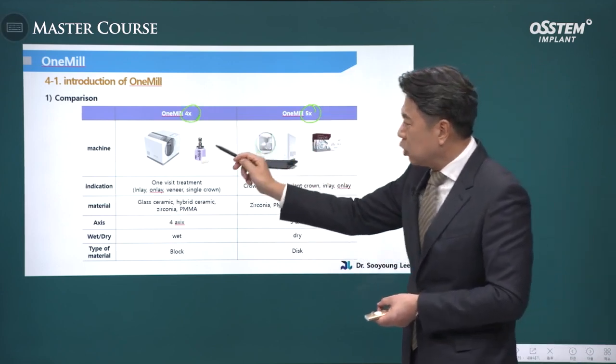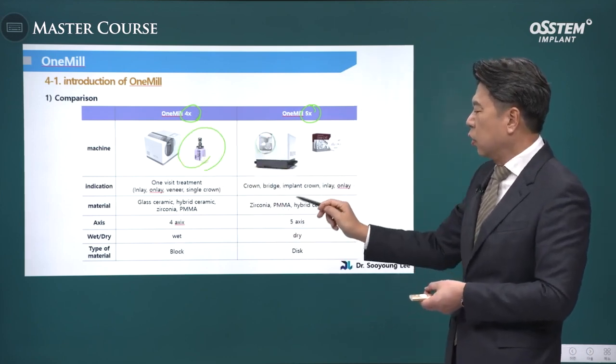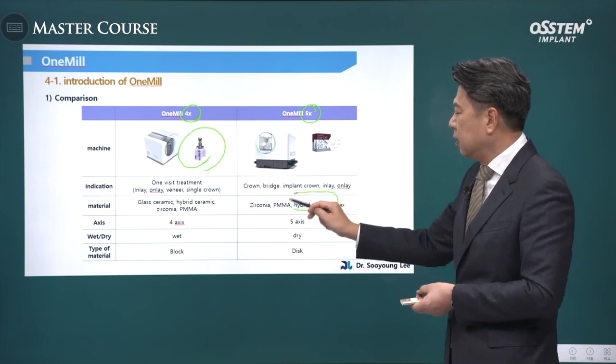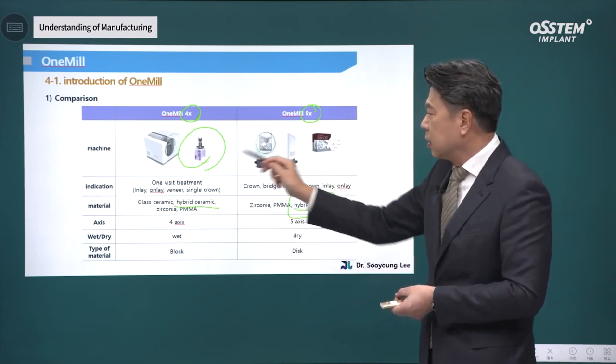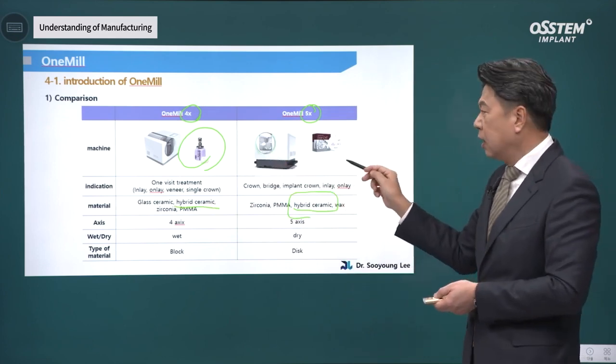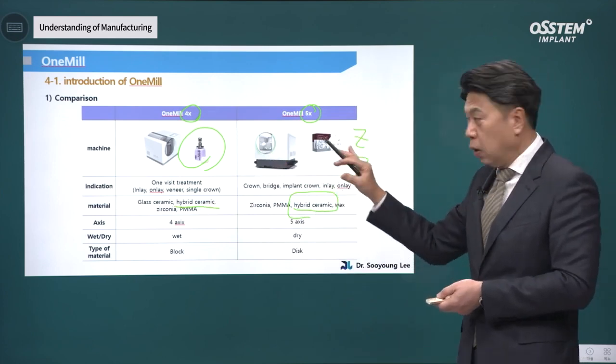Ceramic can be milled with the 4 axis. The 5 axis can mill hybrid ceramic. It can also be milled by the 4-axis machine, but general ceramic cannot be milled by the 5-axis machine, which is much better for zirconia or PMMA milling.